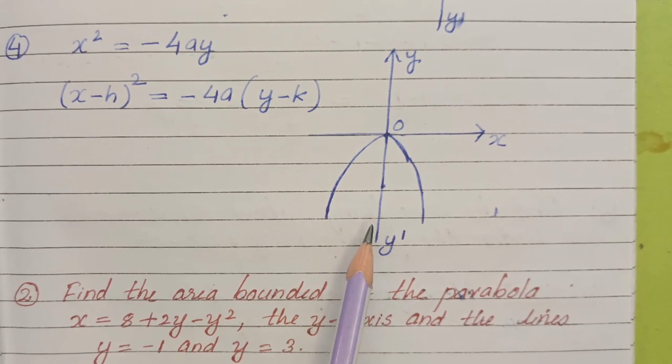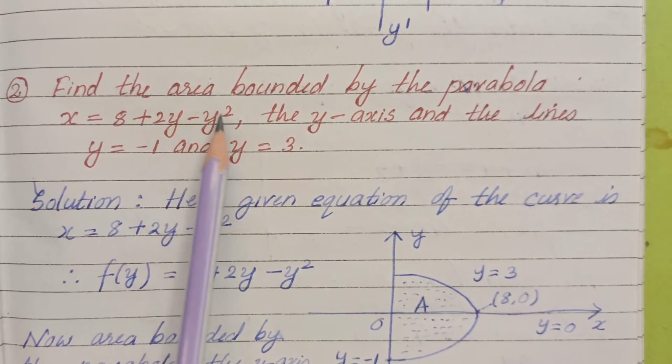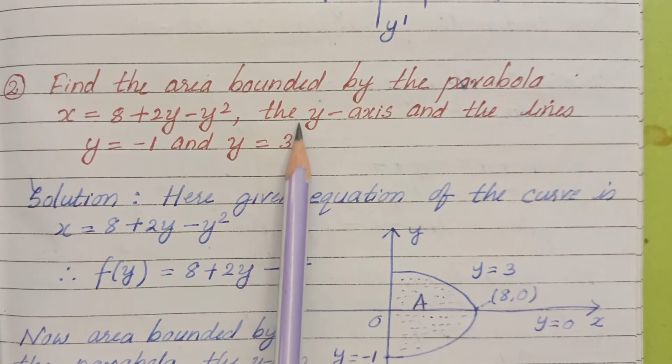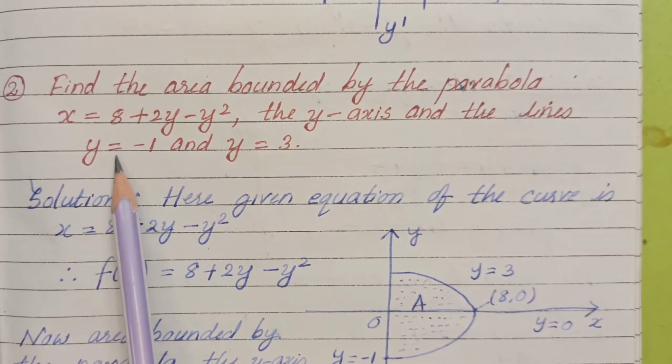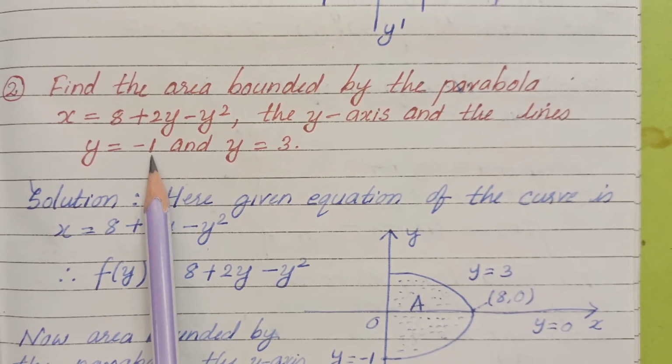Now let's look at some questions and solve some equations so that we understand better. Here there is a question which says: find the area bounded by the parabola x is equal to 8 plus 2y minus y square, the y axis, and the lines y is equal to minus 1 and y is equal to 3.